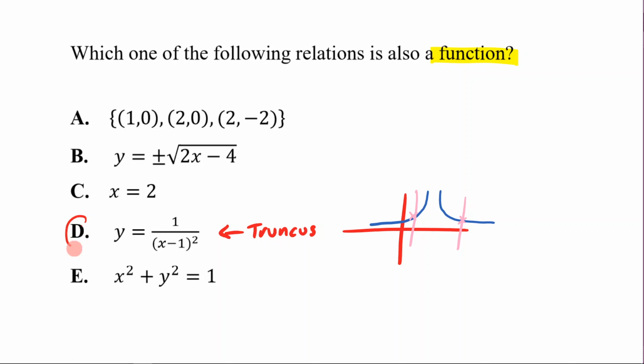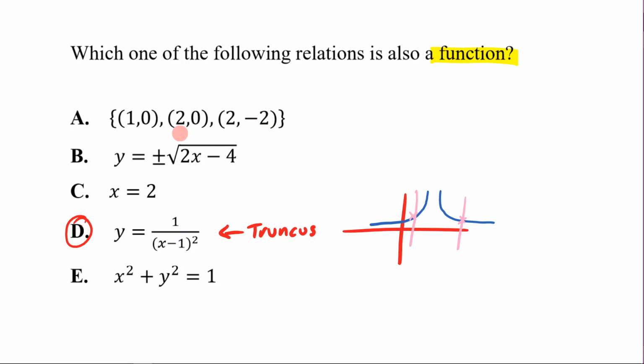So quickly glancing over each of them, understanding that this is a truncus and understanding that a truncus is a function. Now, we've got some time here, so we might as well use this as a learning opportunity. Let's just kind of work through each of the options here and eliminate them one by one, proving that each of them, except for D, is not a function. So let's look at this one first off. So we have 1, 0, then we have 2, 0, then we have 2, -2. So these are the ones that give us a bit of a problem.